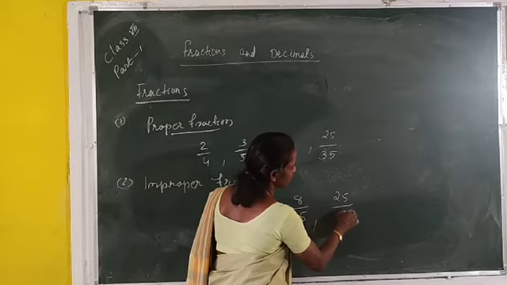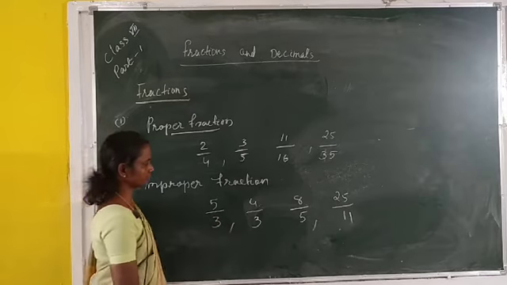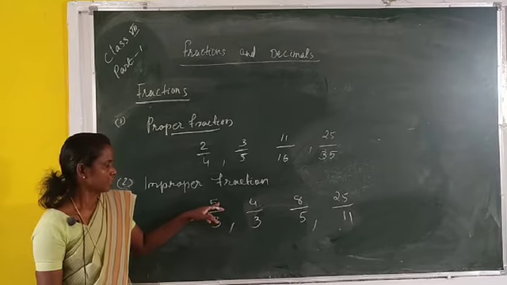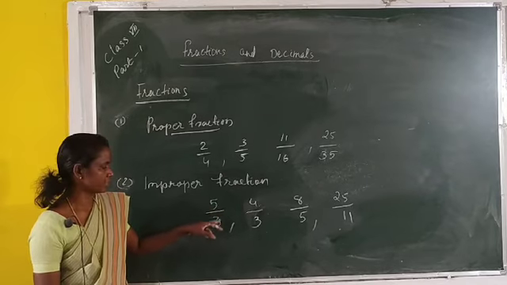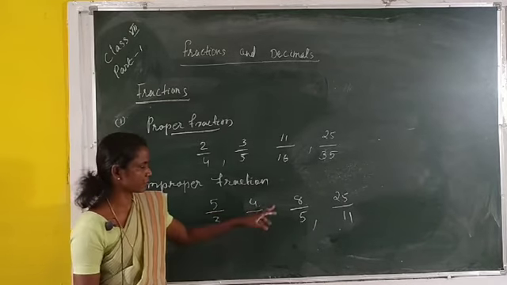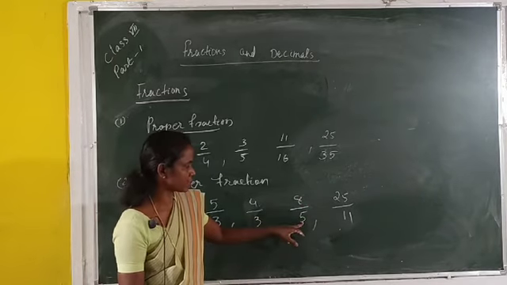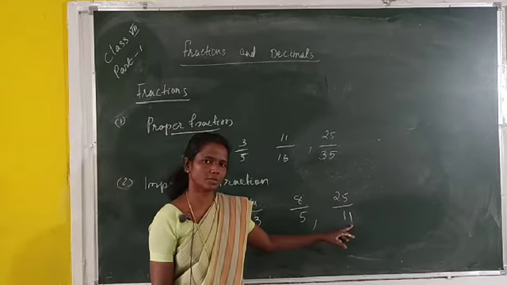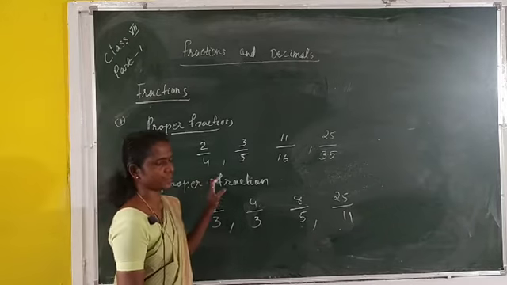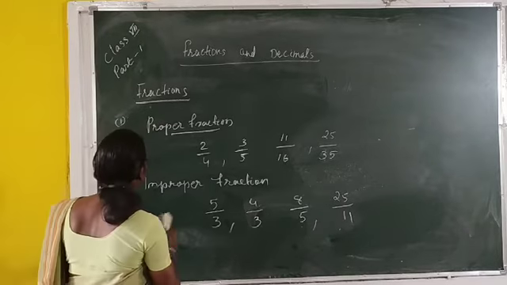Look, compare the numerator and denominator. Which is big here? The numerator is big. 5 is big, 3 is small. Here 4 is big, 3 denominator is small. Here also the numerator 8 is big. Numerator big, denominator small. This also, numerator big, denominator small. This type of fraction is called an improper fraction. Is it clear? Okay, next, mixed fraction.